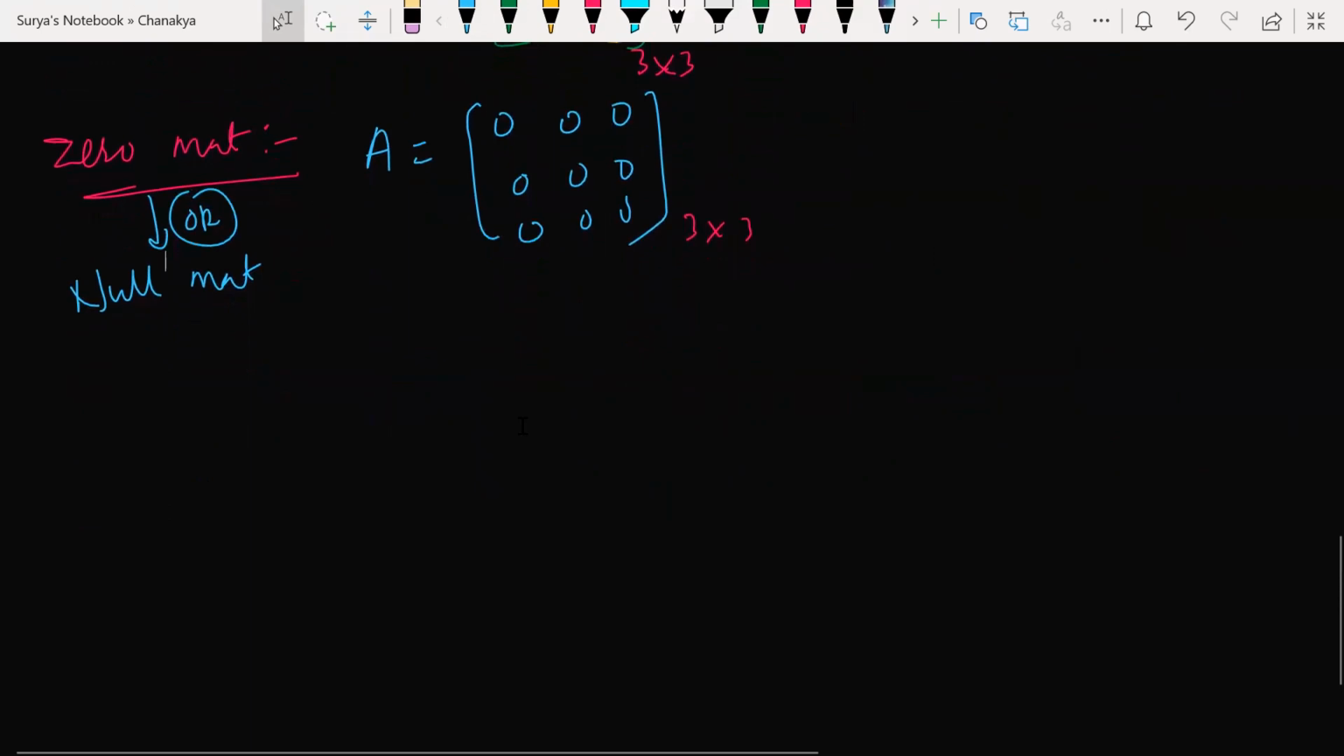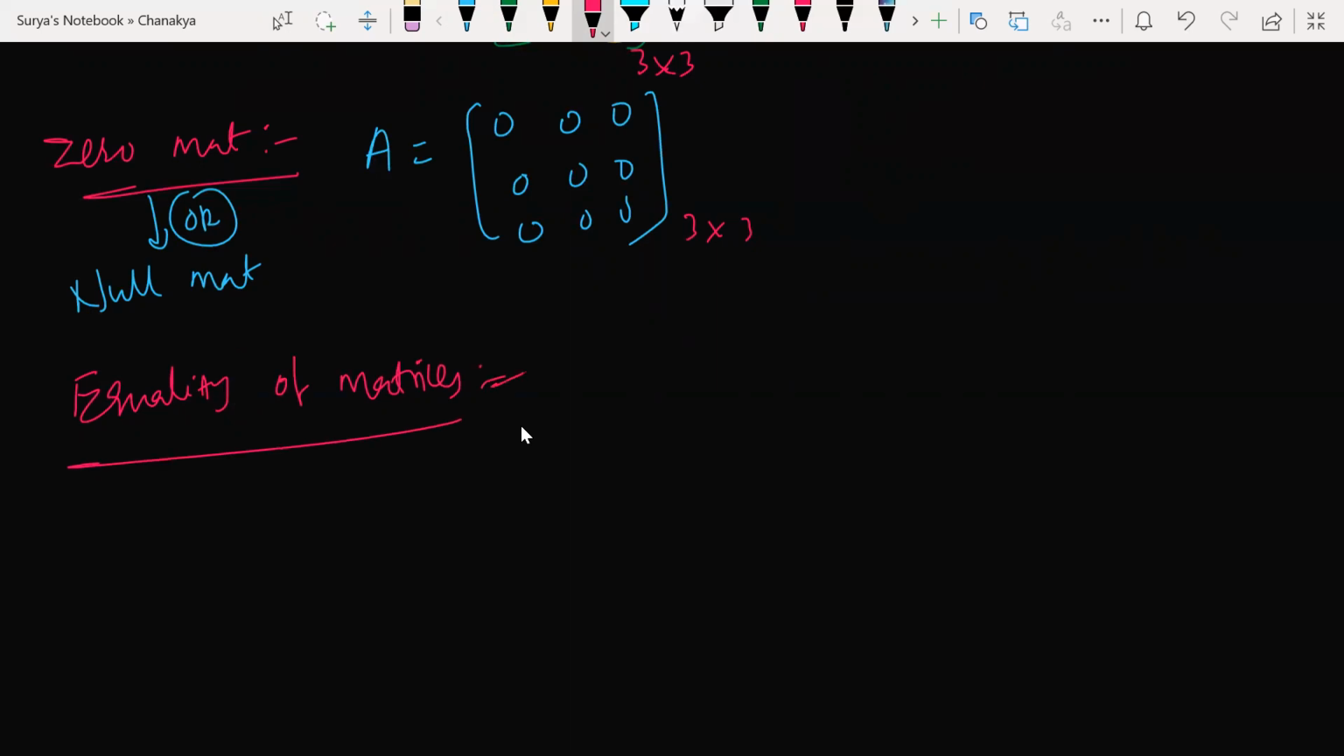Next, equality of matrices. We will talk about equality of matrices. Equality of matrices, which means it is talking about two matrices, A and B. You have two matrices.